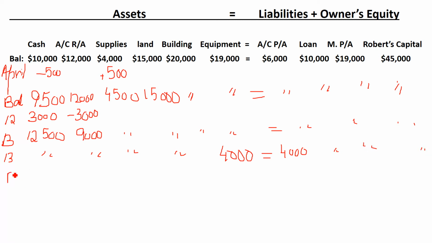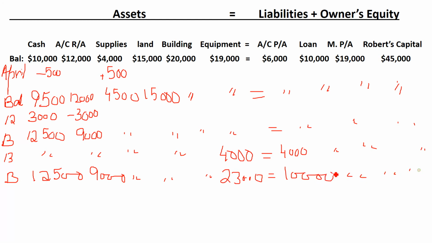And then here you have to write down the balance. This is 12,500, right? Accounts receivable is 9,000. Similarly, supplies 4,500, and equipment is now 23,000. Initially, it was 19,000. He has purchased 4,000 more, and the liability here is 10,000, and these are the same.